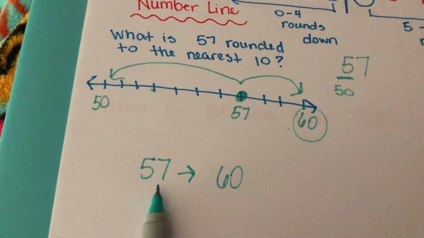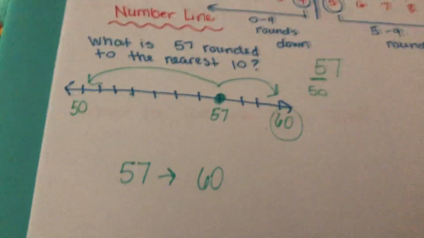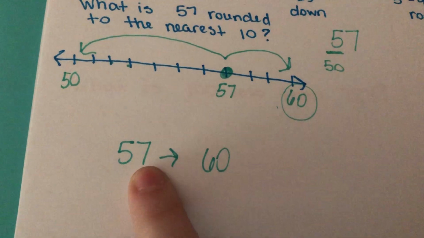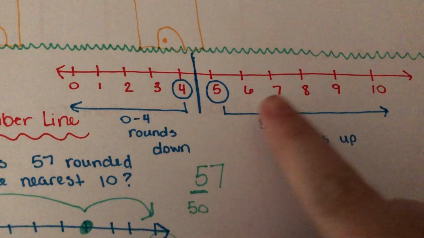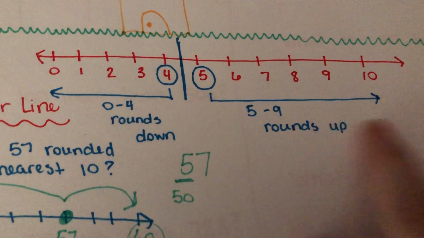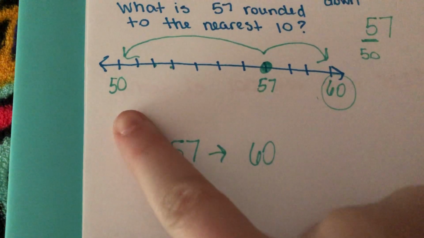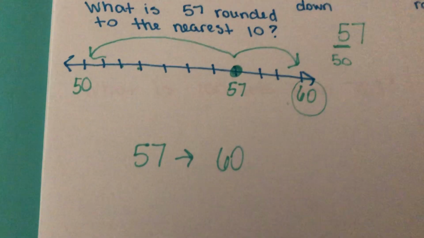Whenever we round 57 to the nearest 10, we know that it's 60. We can go back up and check. The ones place has a 7. Whenever we look at our number line, we know that a 7 rounds up. It didn't round down to 50, it rounded up to 60.